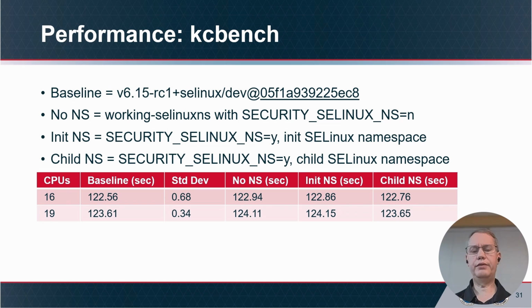As shown here, this benchmark, the kernel compilation benchmark as packaged for Fedora, runs kernel compilations with different numbers of CPUs, and this was run 10 times with the results averaged and the standard deviation computed. As can be seen, the namespace support imposed no significant overheads, either in the initial SELinux namespace or in the child.